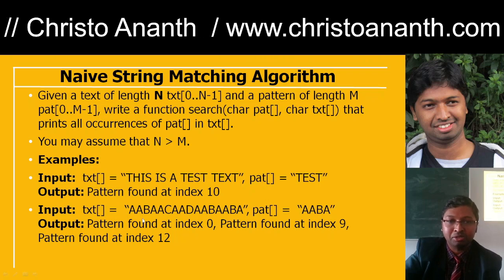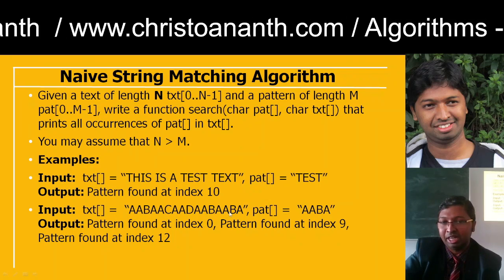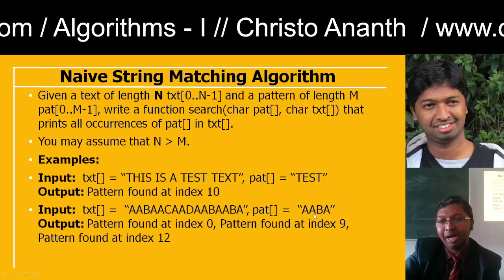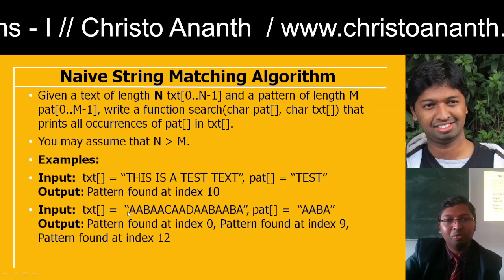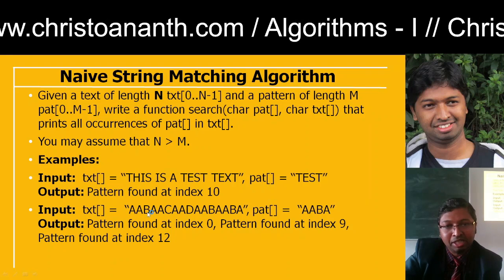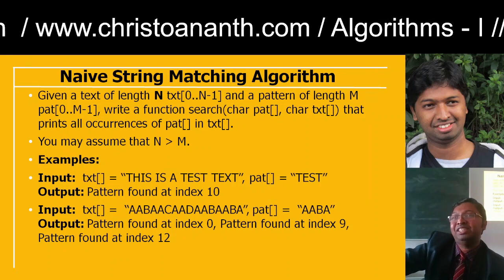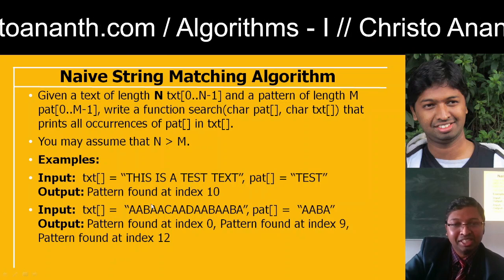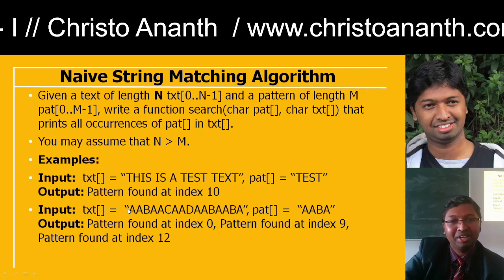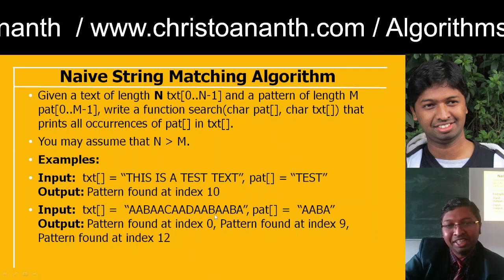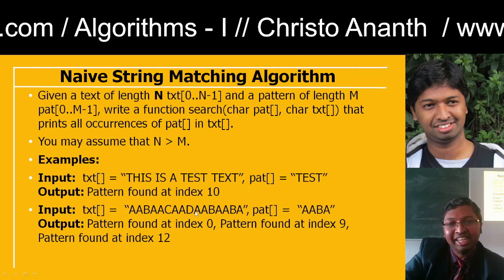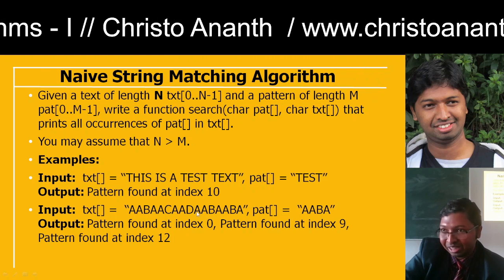For example, another text is AABAACAADAABAABA, and the pattern is AABA. Where is AABA present? Starting from the beginning, you see AABA, so it is at location 0. Another occurrence of AABA: counting 0, 1, 2, 3, 4, 5, 6, 7, 8, 9, it is at the ninth position.